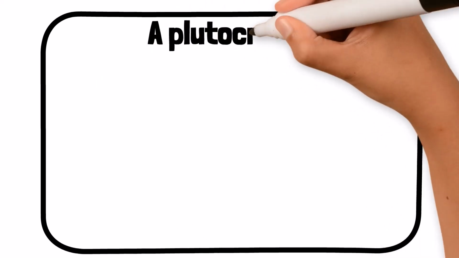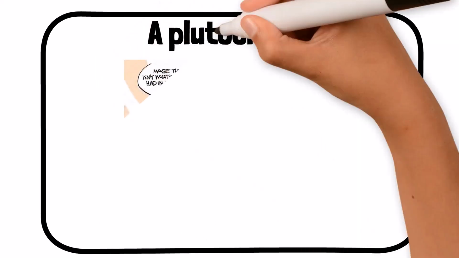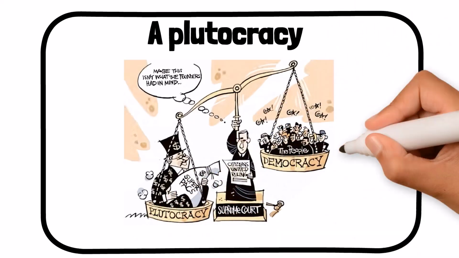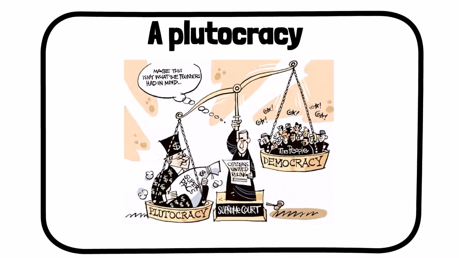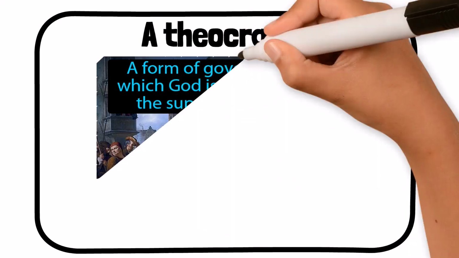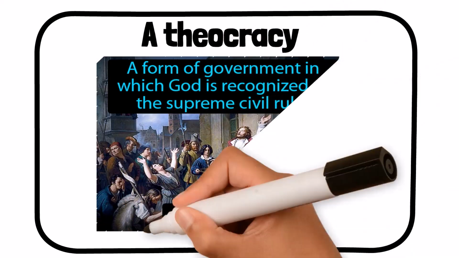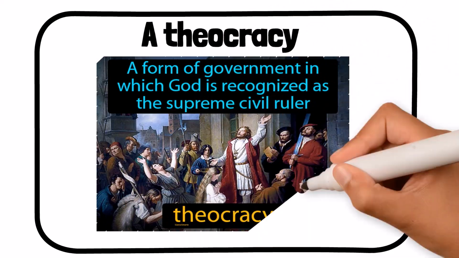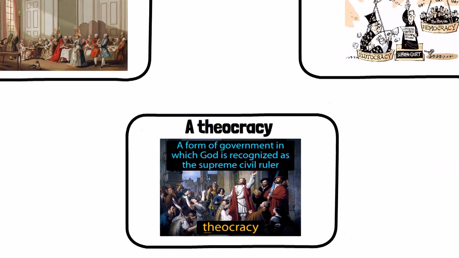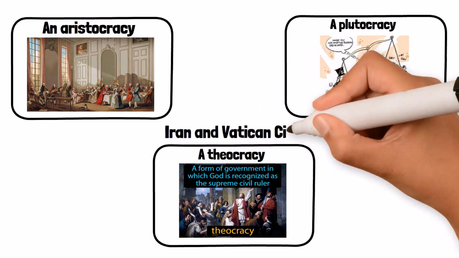A plutocracy is an oligarchy where power is held by the wealthy. Economic elites exert significant influence over political decisions, often prioritizing their own interests over those of the general population. A theocracy is a form of government where religious leaders or institutions hold political power, often based on the belief that their authority is derived from a divine source. Iran and Vatican City are examples of theocracies.